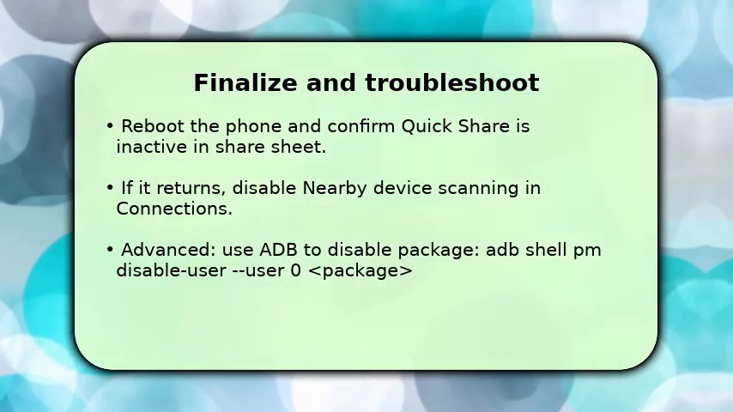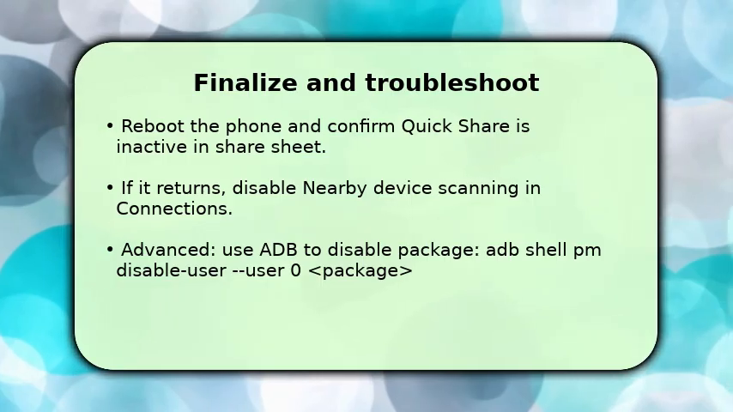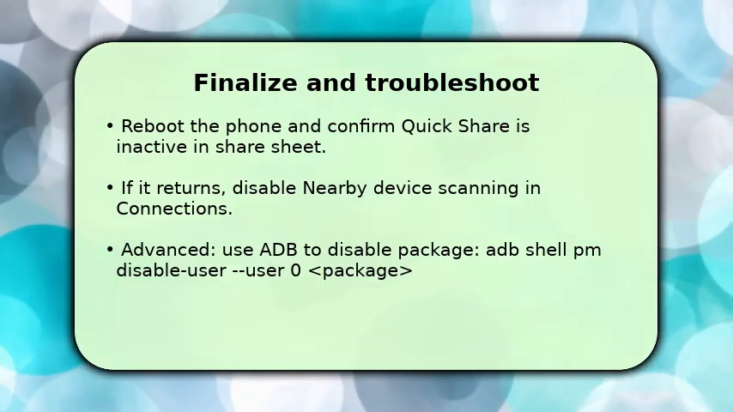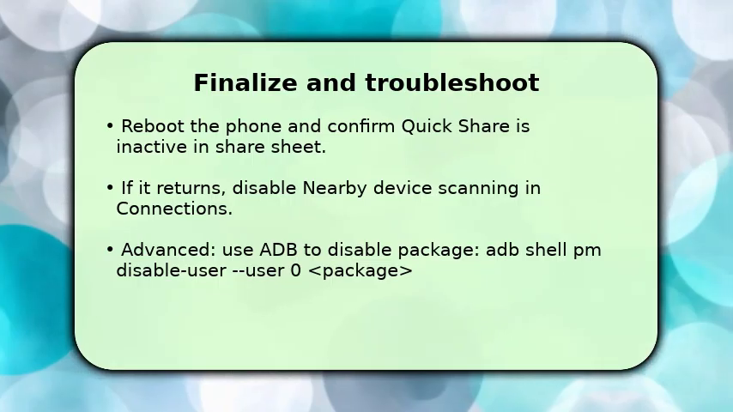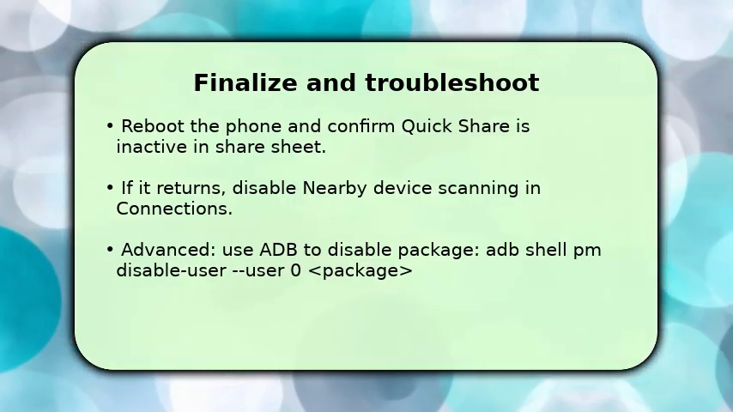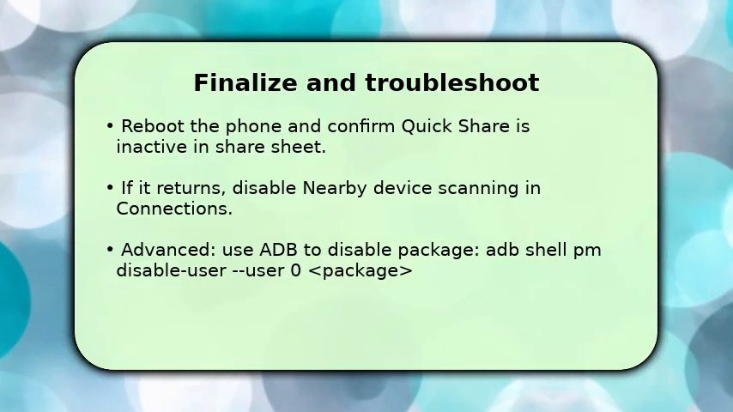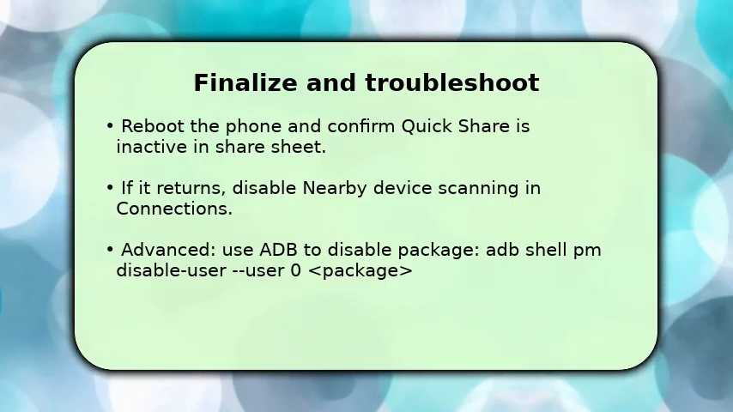As a last resort for advanced users, you can disable the package via ADB with adb shell pm disable-user --user 0 com.samsung.android.quickshare. Make sure USB debugging is enabled, and you understand.